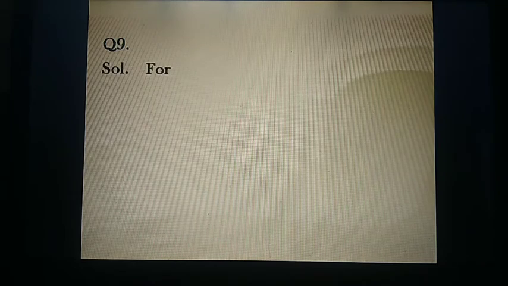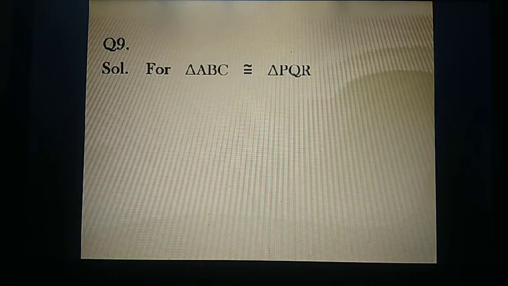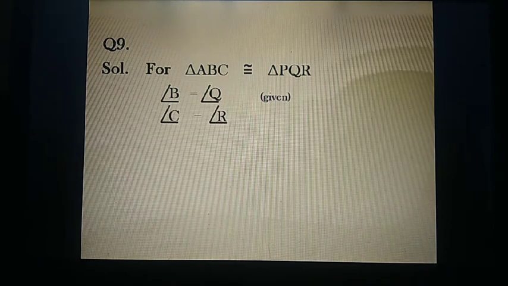So here, for triangle ABC congruent to triangle PQR, the given sets are angle B is equal to angle Q, as both are 90 degrees. It's there in the figure. And angle C is equal to angle R. It's also there in the figure. Now, two angles are already given to you. Which criterion will you use in which you have two angles? So, yes, it is the ASA criterion.